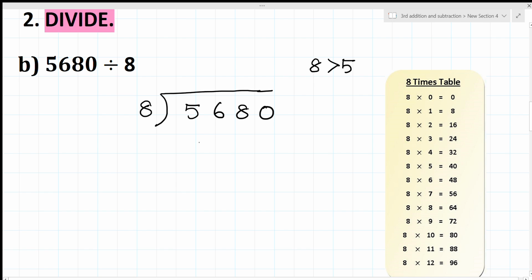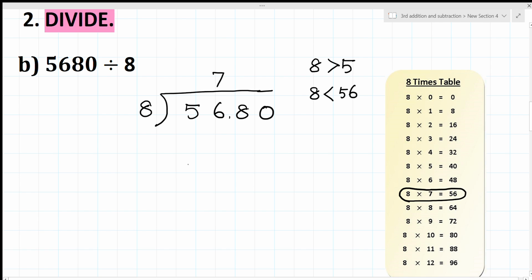So we cannot divide. As I told you, if the dividend is smaller than the divisor, we have to take the next digit, that is 2 digits together we have to take. Now we have 56. It is greater than the divisor. Now look at the 8th table. Yes, 8 sevens are 56. We have the number exactly in 7th time. So 8 sevens are 56.